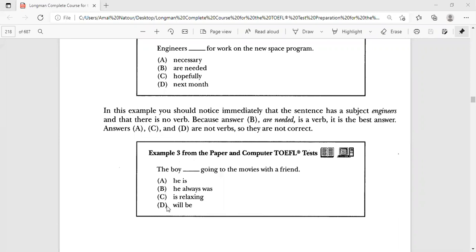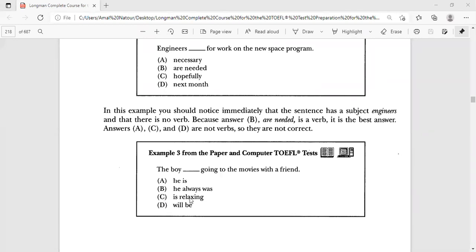طيب okay, then A and B are incorrect. A and B are incorrect because the sentence already has a subject, which is the boy, and does not need an extra subject. He does not need an extra subject. Okay, what is the correct answer?